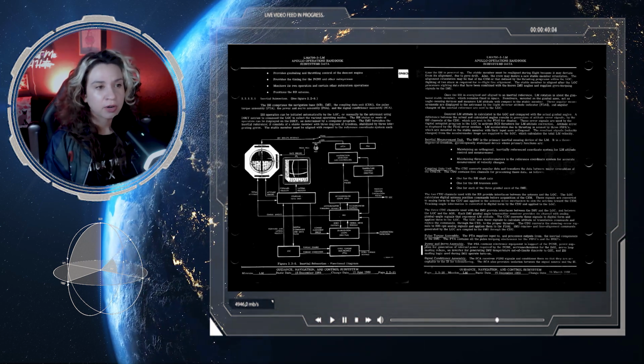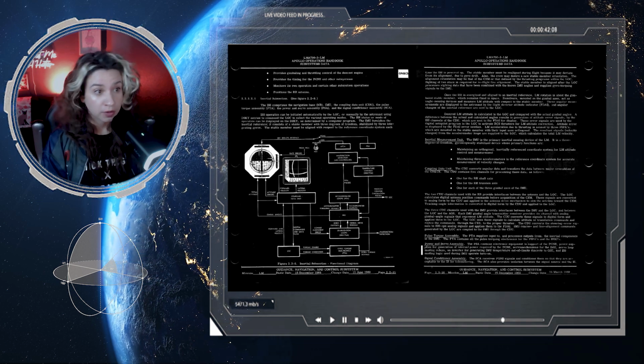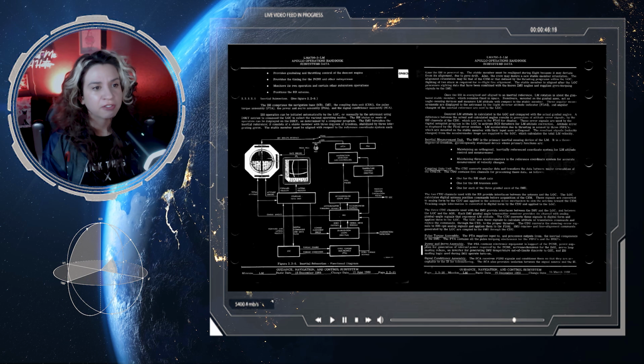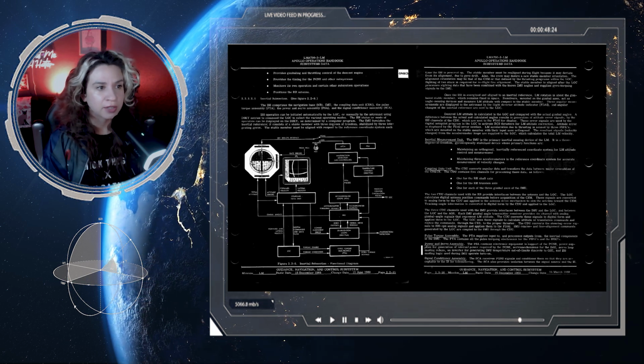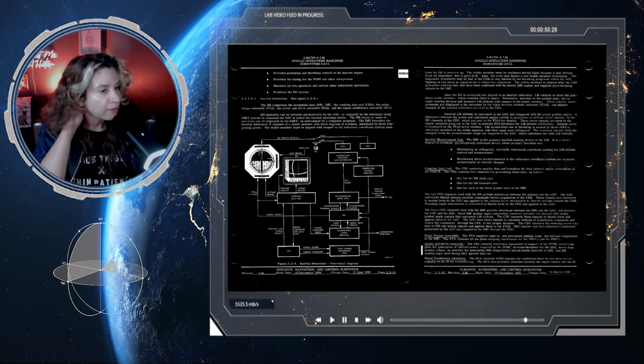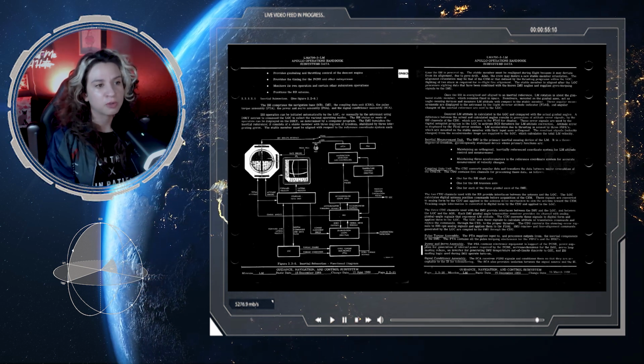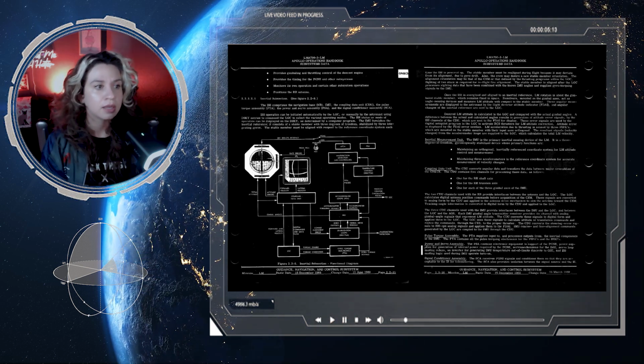Anyways, maintaining an orthogonal inertially referenced coordinate system for the LM attitude control and measurement, and maintaining 3 accelerometers in the reference coordinate system for the accurate measurement of velocity changes.